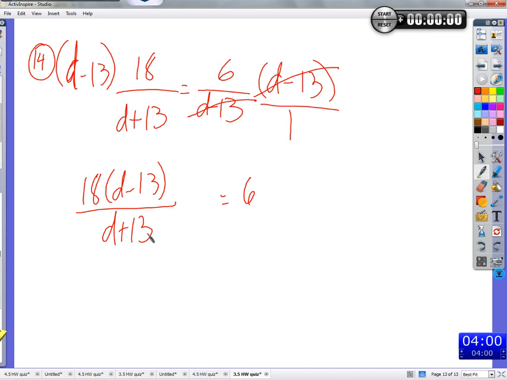Okay, so we don't want this denominator of D plus 13, right? Will you please help me get rid of this D plus 13? Yes. Multiply both sides by D plus 13.